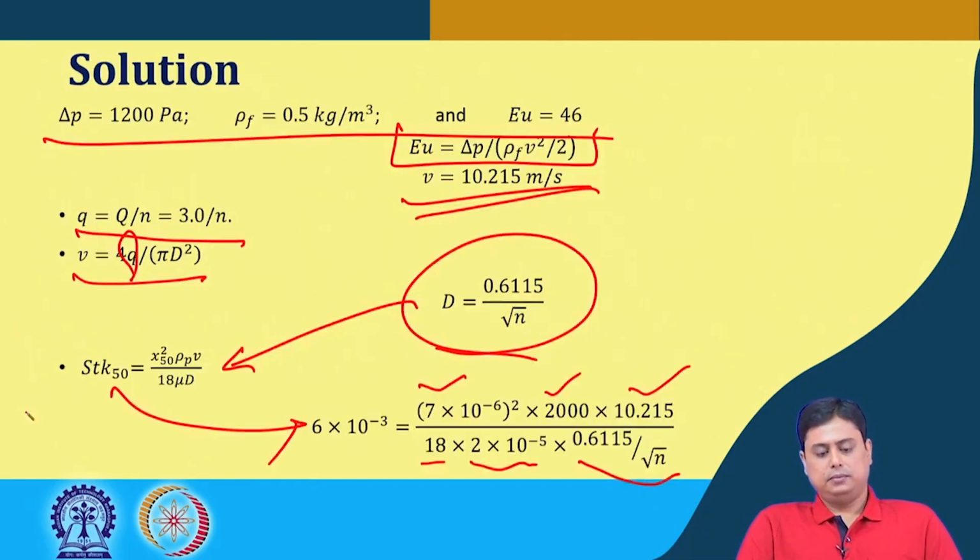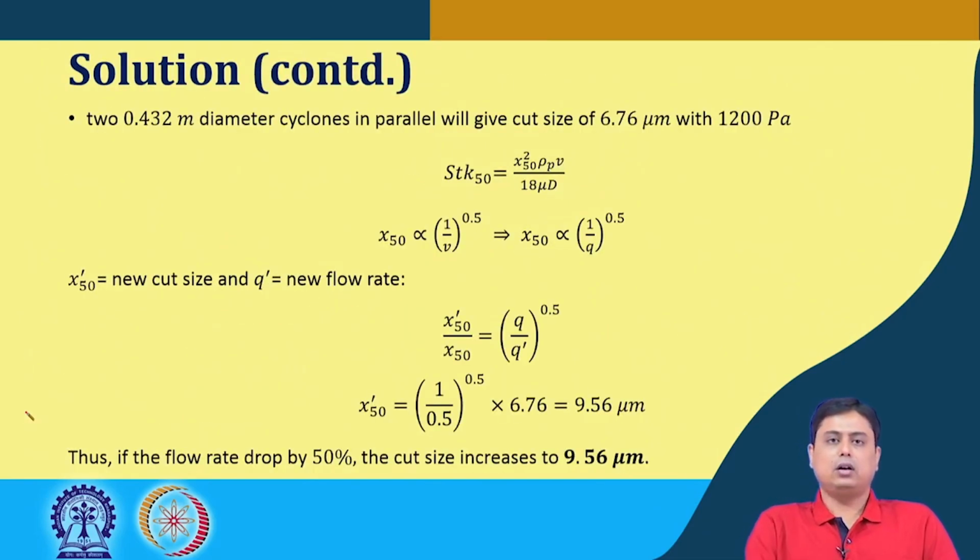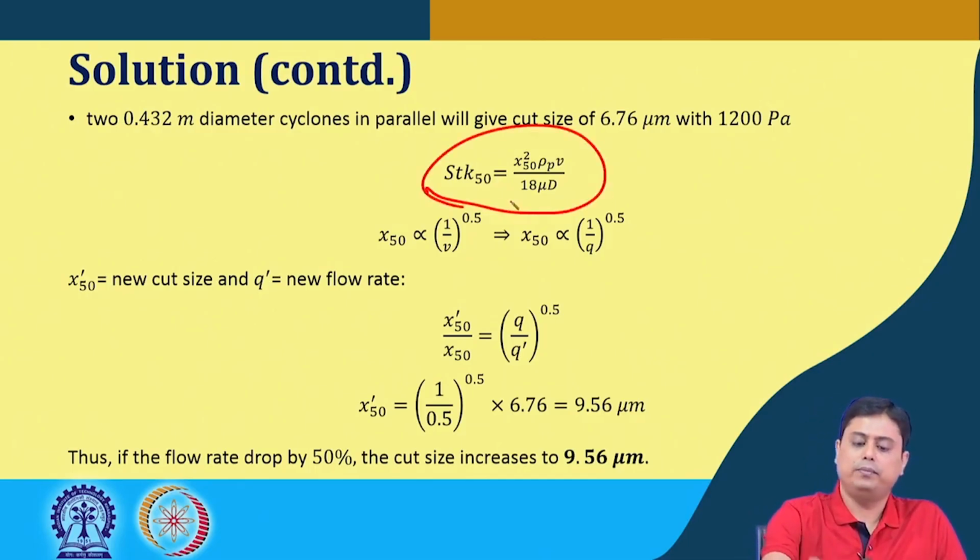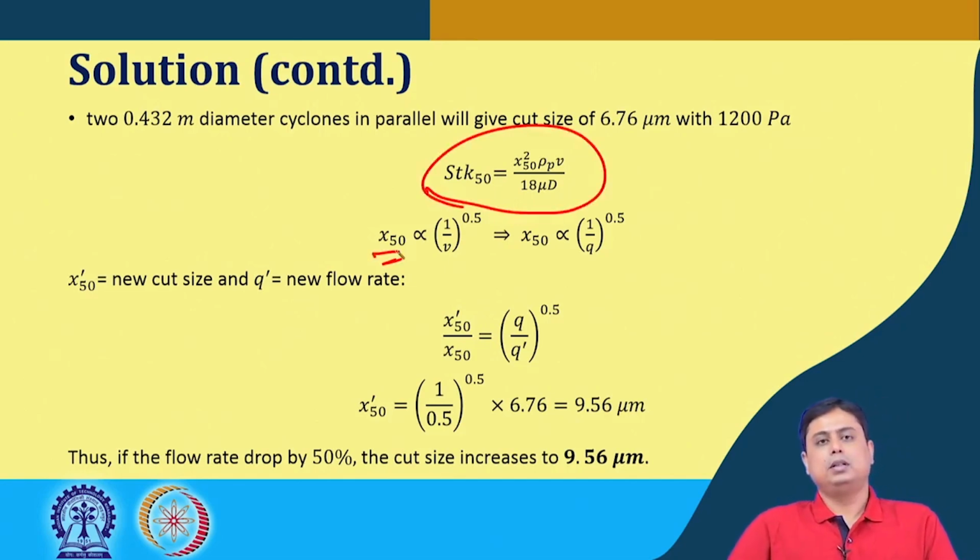For this part, if you look at the Stokes number, the expression we now know very well, x50 is proportional to 1 by root over v, or square root of v, which is the characteristic velocity. This velocity and flow rate are proportional, which means the cut size is proportional to square root of q, which is the flow rate in each cyclone.